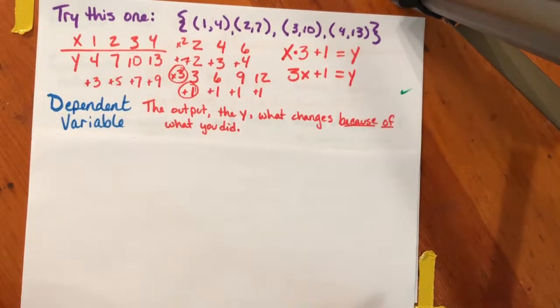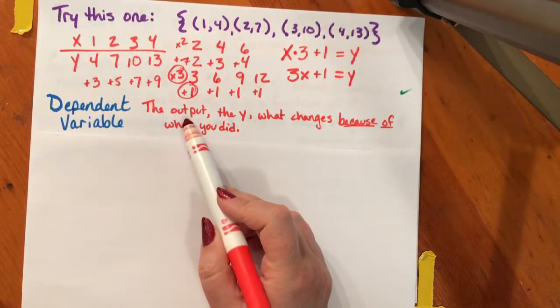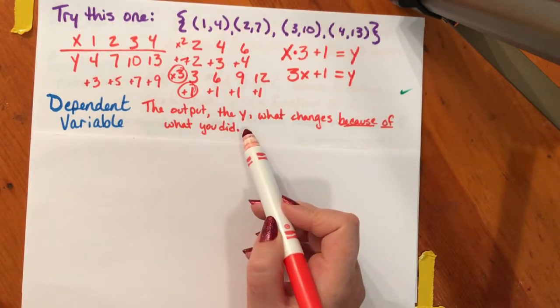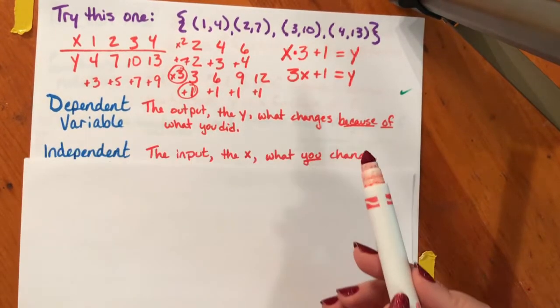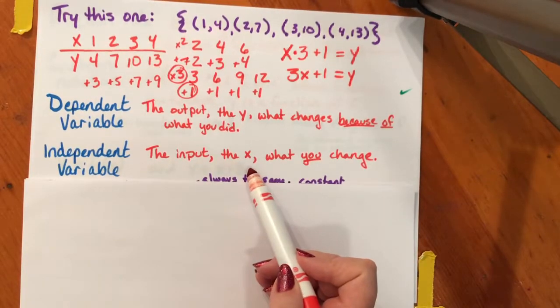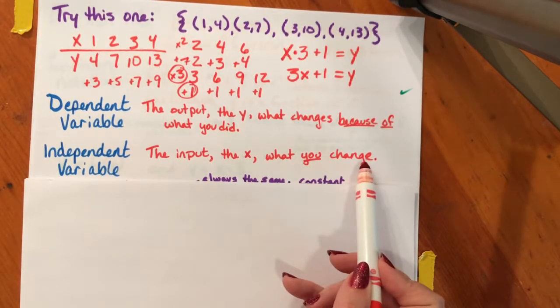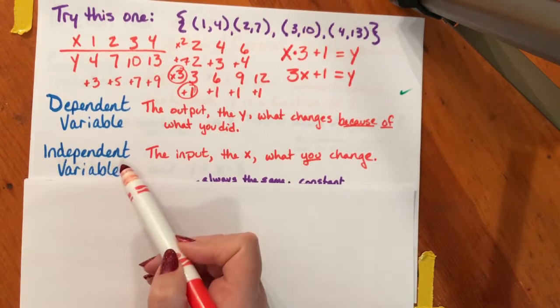The next thing we have are vocabulary words. We have a dependent variable. Dependent is the output, the y, what changes because of what you did. Where the independent variable, that is the input, the x. That is what you change. And they're going to ask you to identify these two things in an equation.